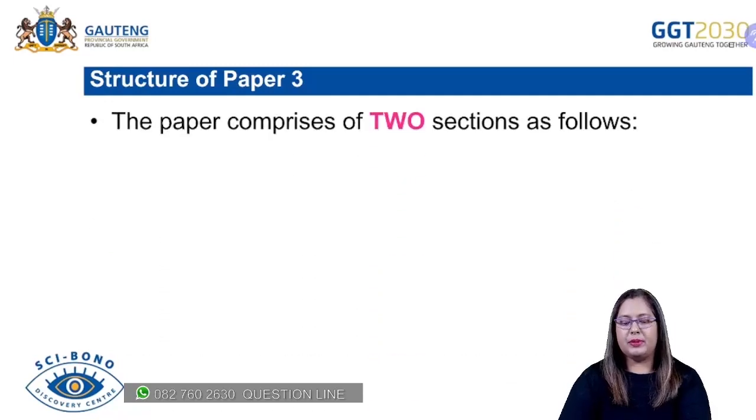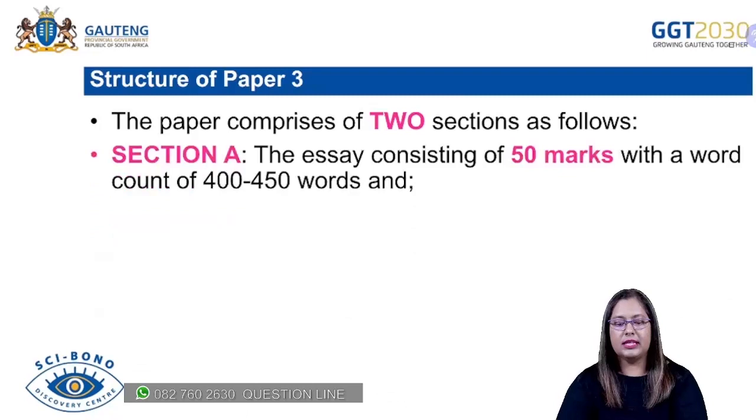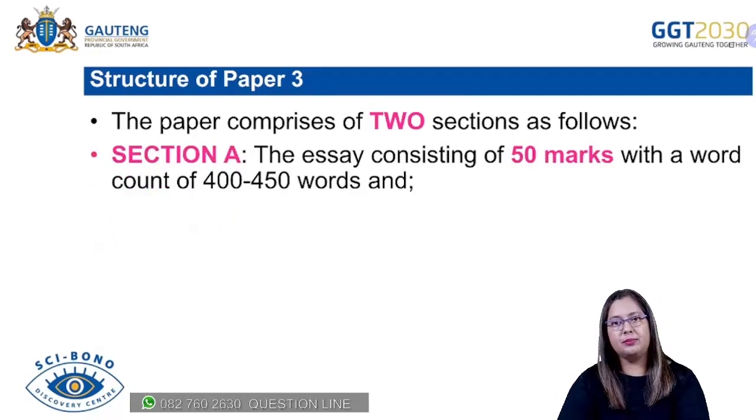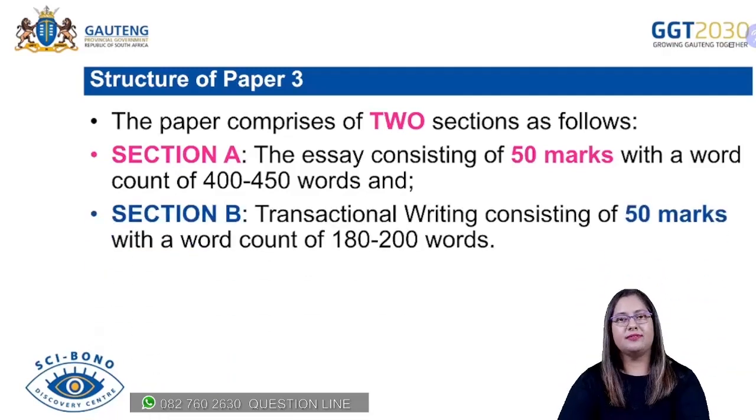The structure of your paper 3, or even a question paper or an SBA task, will look like this. It comprises 2 sections, which includes section A in paper 3, which is the one we're discussing today, of 50 marks, your essay, which requires a word count of between 400 and 450 words. And then we also have section B, which I dealt with previously in other lessons, which is transactional writing, also consisting of 50 marks, requiring a word count of 180 to 200 words.